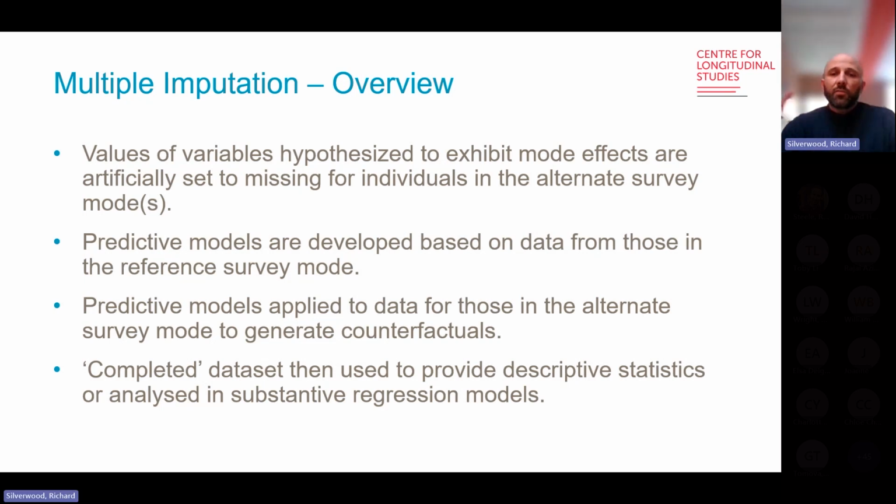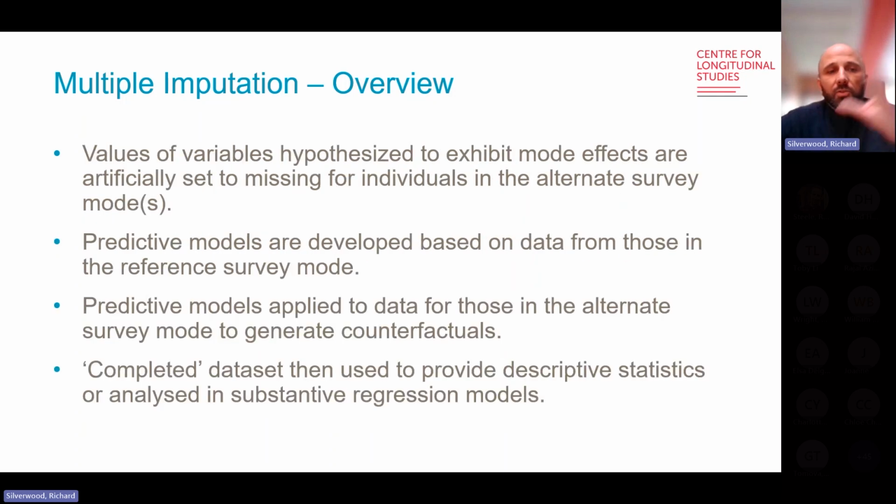We then use information that we have on individuals who were observed in the reference survey mode and develop predictive models. And we then apply those to the data that we have for individuals in the alternate survey modes to generate the counterfactuals, so the values of the variables subject to mode effects that we would have observed had we observed those individuals in the reference mode. We've then obtained completed data sets, so we've refilled those missing values in our data sets. And we can use these in analyses in the usual way to provide descriptive statistics or analyze them in substantive models.